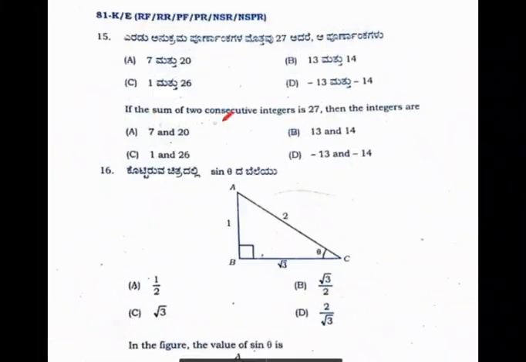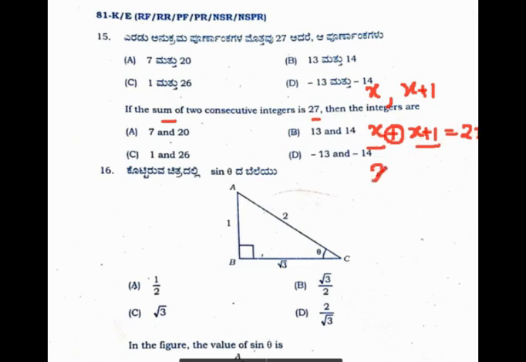15th question. If the sum of two consecutive integers is 27, then the integers are. We'll take the consecutive integers as x and x plus 1. Consecutive means immediately next number. 2 and 3 are consecutive numbers. They have given the sum which is equal to 27. So x plus the consecutive number for this, x plus 1, given as 27. Sum means plus, and the sum of these two consecutive integers is 27. I am equating with 27.